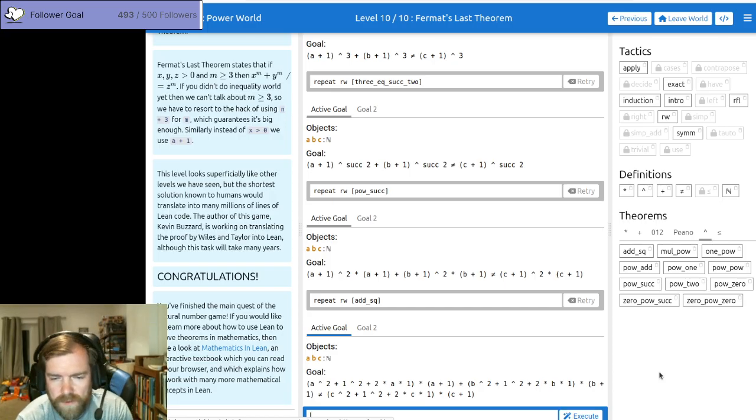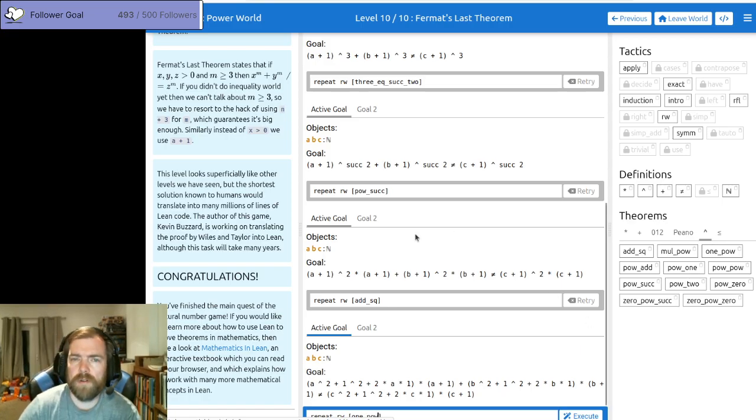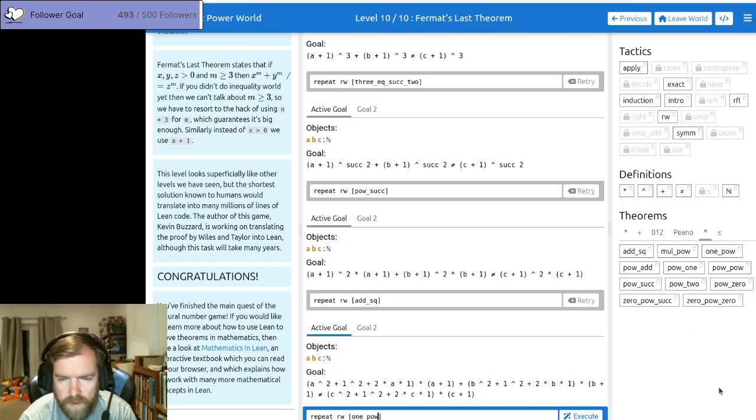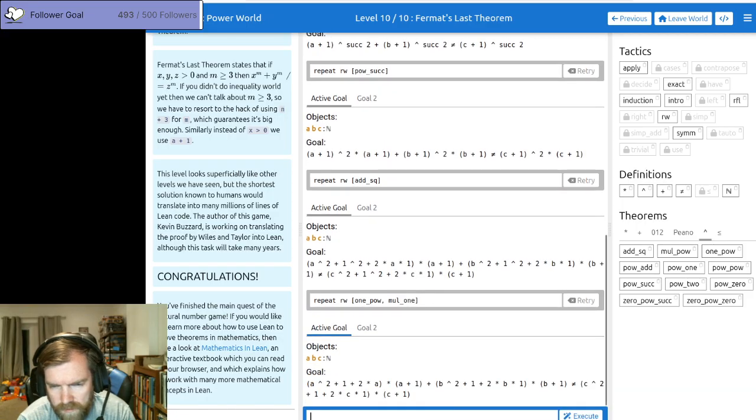Alright, so repeat, rewrite. 1 power. Where is... Okay. Yeah. 1 power. Mol 1. That'll be enough for now.